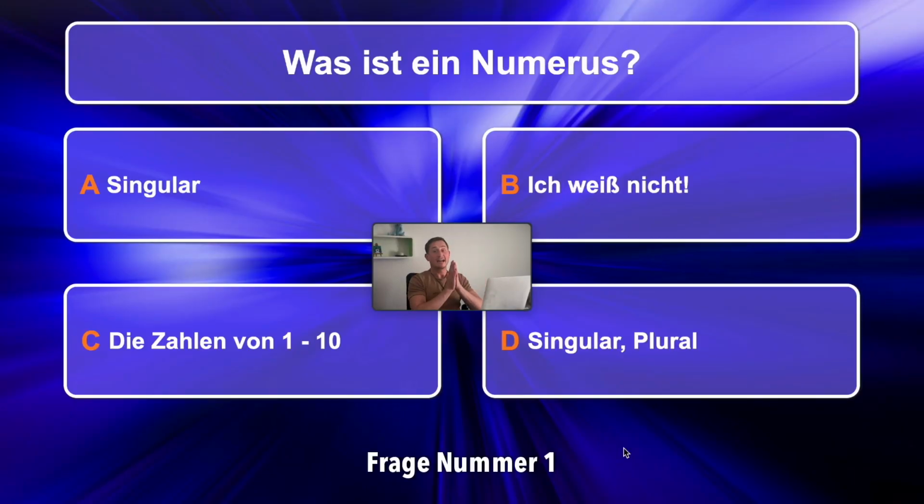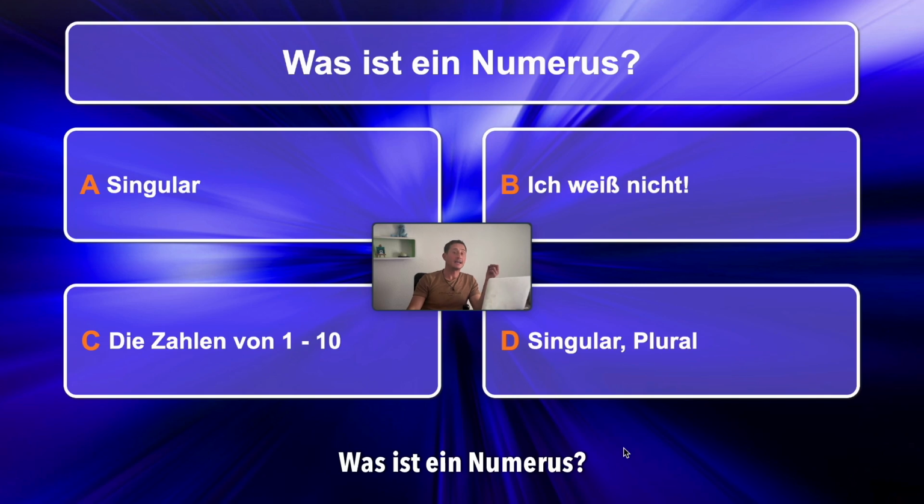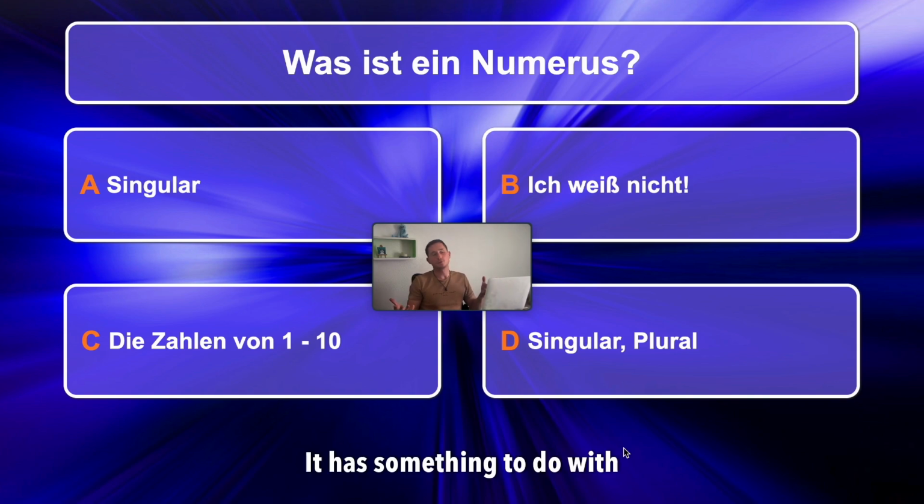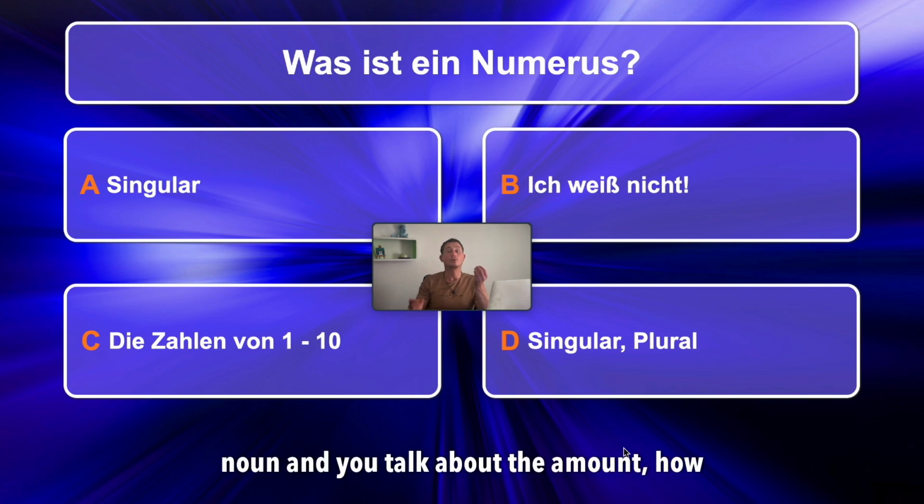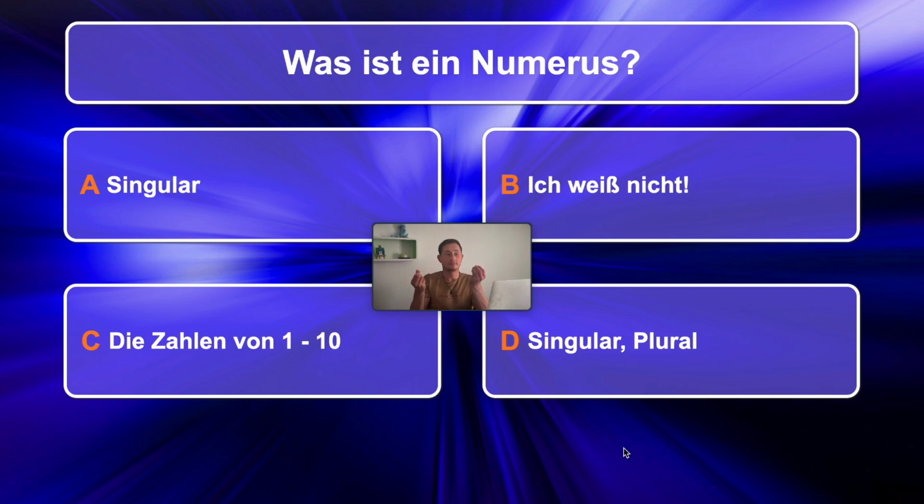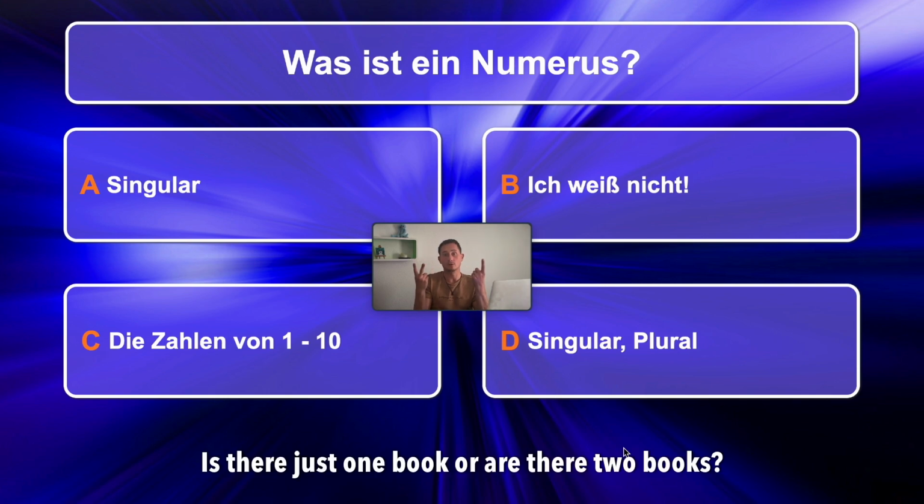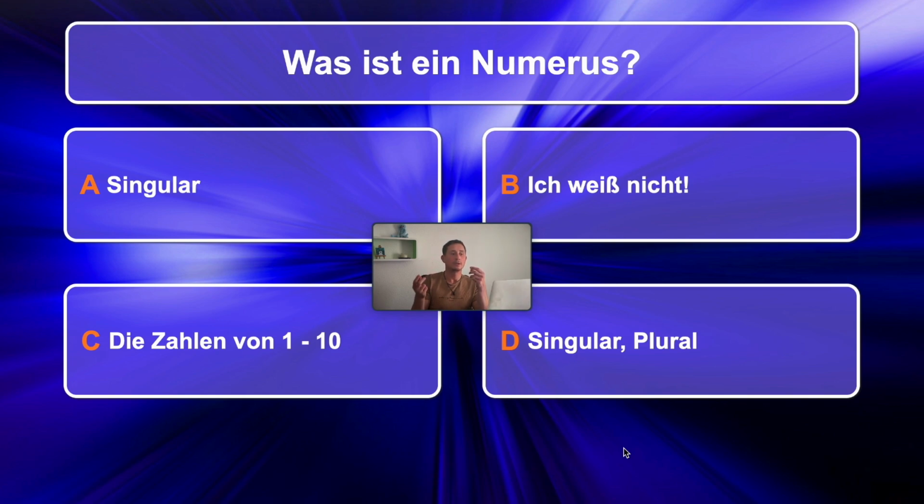Let's start. Frage Nummer 1. Was ist ein Numerus? Singular? Ich weiß nicht. Die Zahlen von 1 bis 10. Singular, plural. What is a numerus? It has something to do with numbers, like the word is saying. The numerus is a grammatical category. When you have a noun and you talk about the amount, how much is it there? Is there just one book or are there two books? This is called numerus. So the singular and the plural.